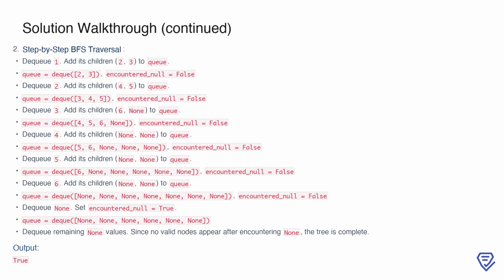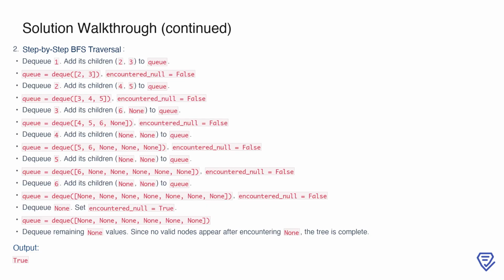Starting the BFS traversal, we first dequeue the root node, 1, and add its children, 2 and 3, to the queue. Since neither child is none, the encountered_null flag remains false. Next, we process node 2, adding its children, 4 and 5, to the queue. Again, no none nodes are encountered, so we continue. Dequeuing node 3, we add its children, 6 and none, to the queue. Although we've now added a none to the queue, it hasn't yet been dequeued, so the encountered_null flag is still false.